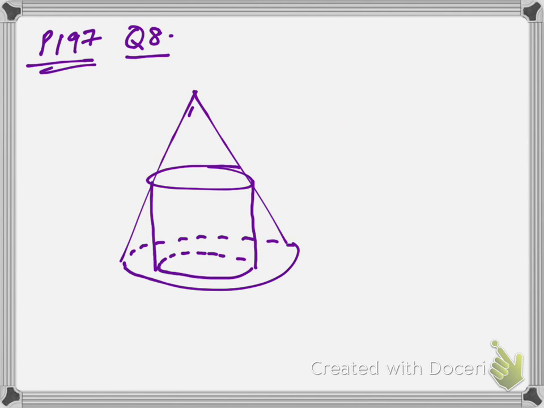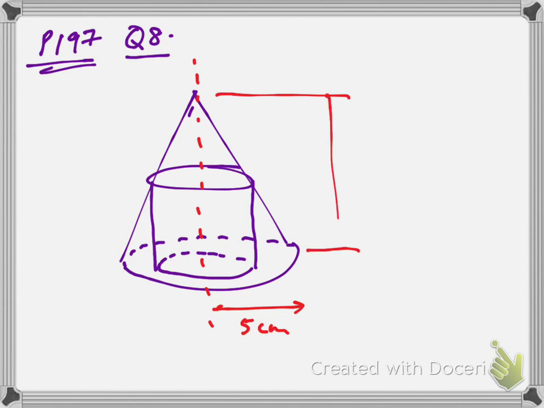Okay, next question, page 197. It's trying to fit a cylinder inside a cone. The radius of the base of the cone is 5 centimeters, and its height is 12. So from there to there is 12. Find the maximum volume of the cylinder that you can have.